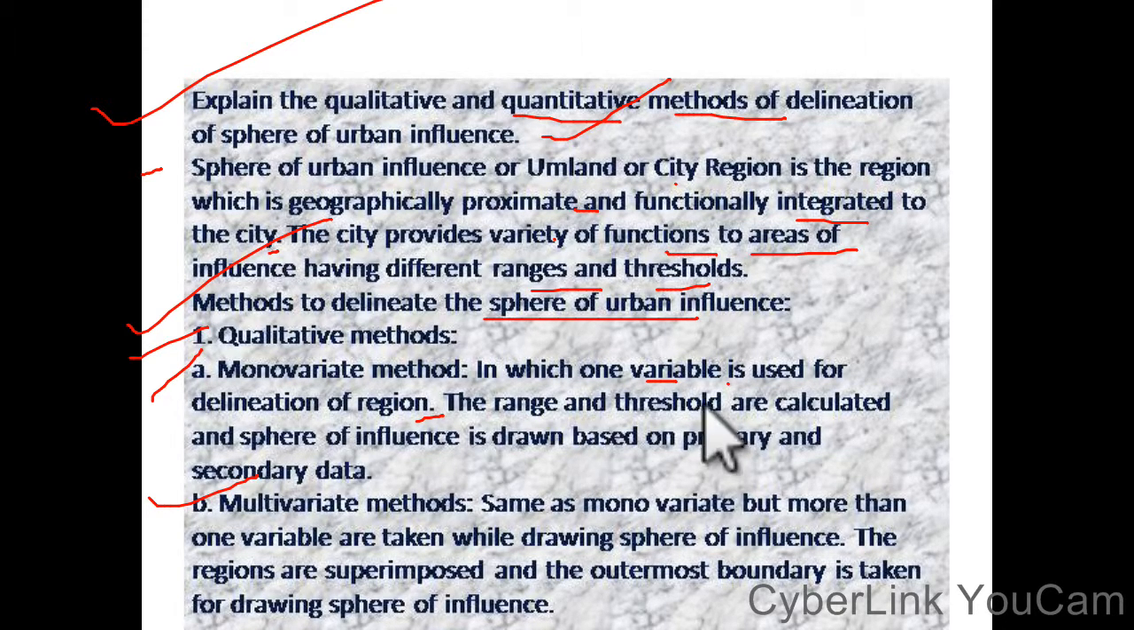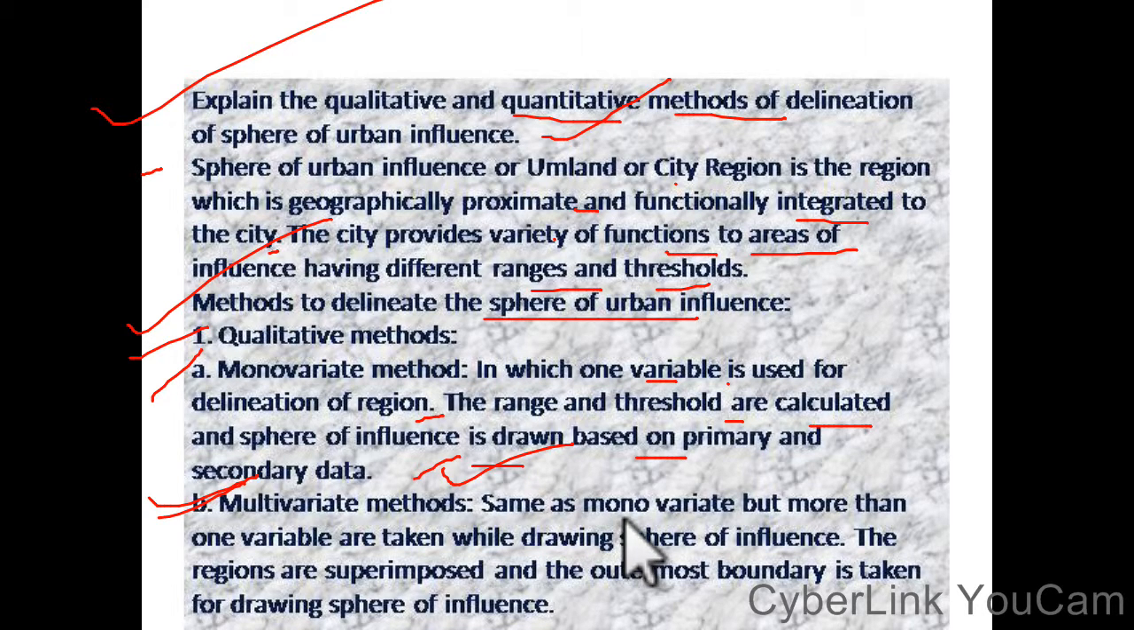The range and threshold are calculated and the sphere of influence is drawn based on primary and secondary data. Monovariate: primary and secondary data, sphere of influence, range and threshold are calculated.